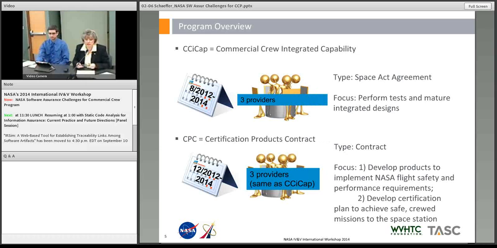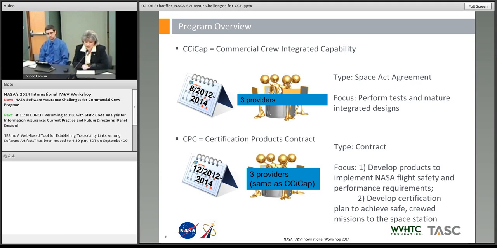The next 2 phases, and this is where SSO came in and started providing services. CCiCap, the integrated capability phase, was already going on when they asked us to come on board and provide some software assurance support. And then we were there for both of what we like to call the subphases of CPC. There was an initial delivery of documents, and then there was a final delivery of documents.